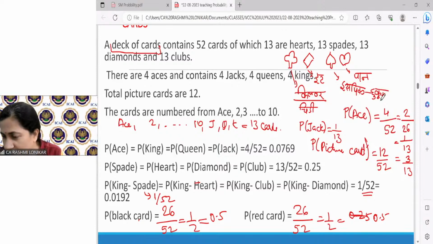No, no, Palak, this is by mistake. One half is 0.5. Okay. Sorry for this.